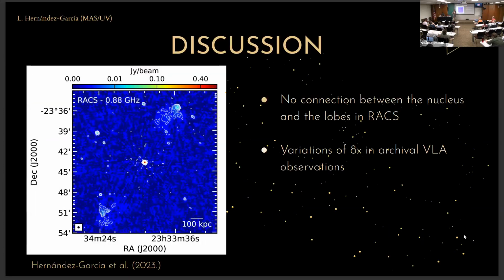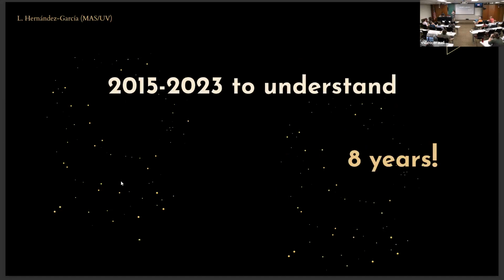Well, we also used this beautiful image from RAX, which is a new image, and it's even deeper than the one from GMRT that we obtained, to again confirm that there is no connection between the nucleus and the old lobes. So after 8 years of work, we can firmly say that there is a blazar residing in this giant radio galaxy. So we started this work in 2015, and we published this paper in 2023. I mean, this year.